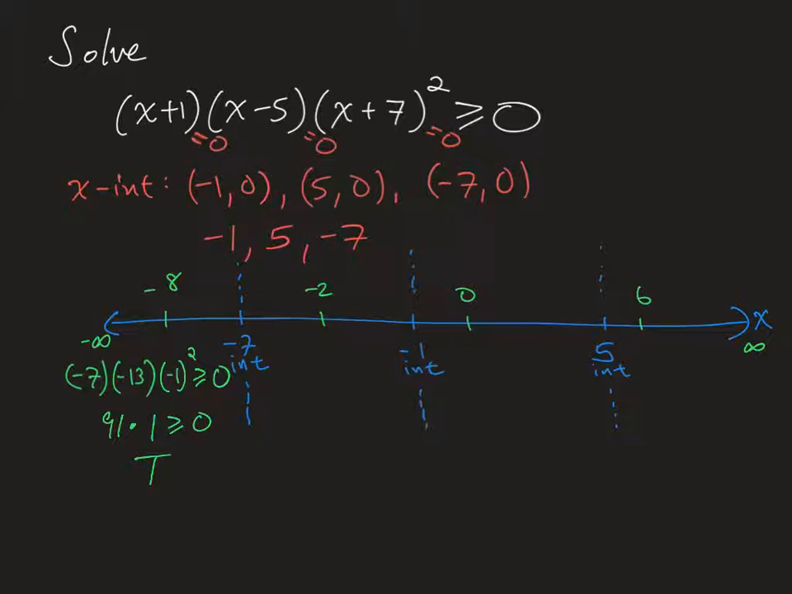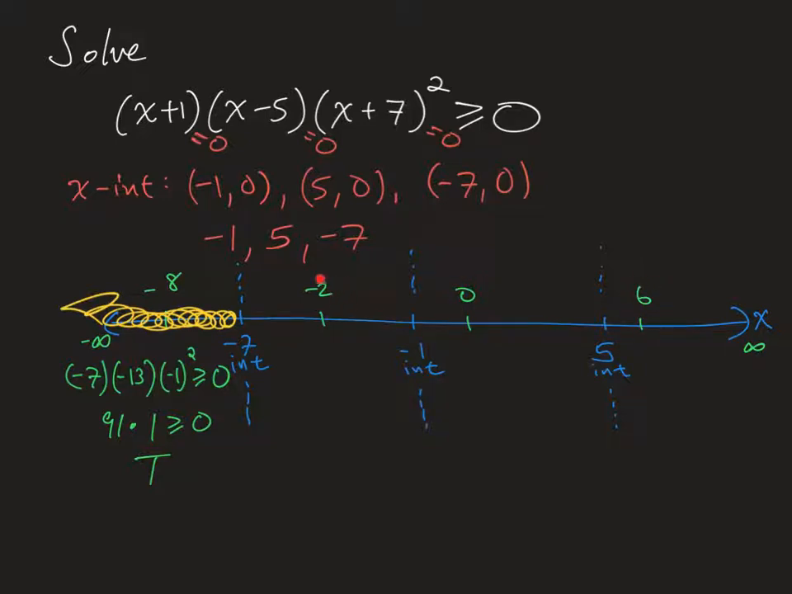So what I'm going to do then is shade, this is how I shade, to the left of -7. And then you just repeat this process with all of these test values.